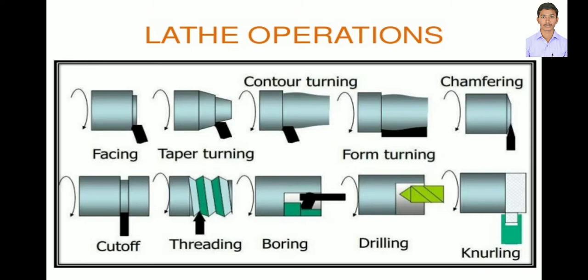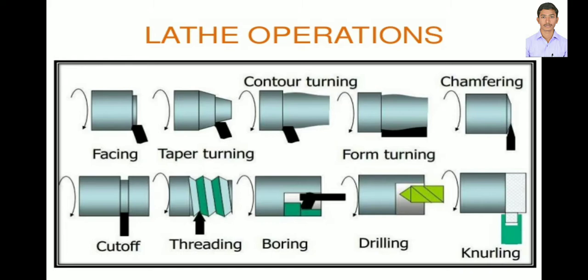And contour turning. We require a contour shape on the workpieces. Depending on what type of product we are developing on that machine, that type of shape is maintained. So, that is contour turning. And form turning is similar to contour turning.